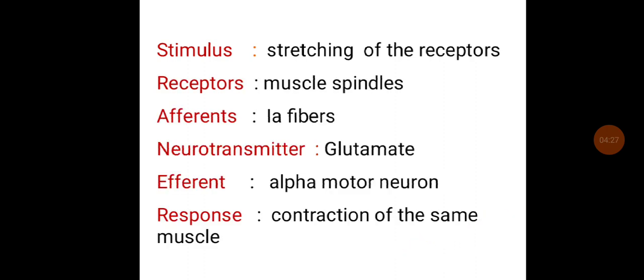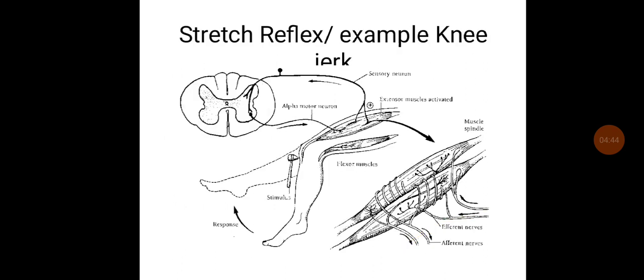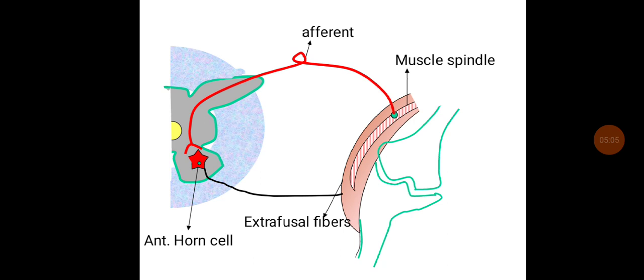The components of the stretch reflex are as follows. The stimulus is stretching of the receptor. The receptors here are the muscle spindles. Afferents are carried by 1A fibers. The neurotransmitter secreted is glutamate. The efferent is the alpha motor neuron, and the response is contraction of the same muscle. Here the diagram shows one example, the knee jerk, where the tendon of the quadriceps muscle is tapped, causing stretching of the muscle, and reflexly the same muscle contracts. This is another diagram showing the knee jerk reflex.